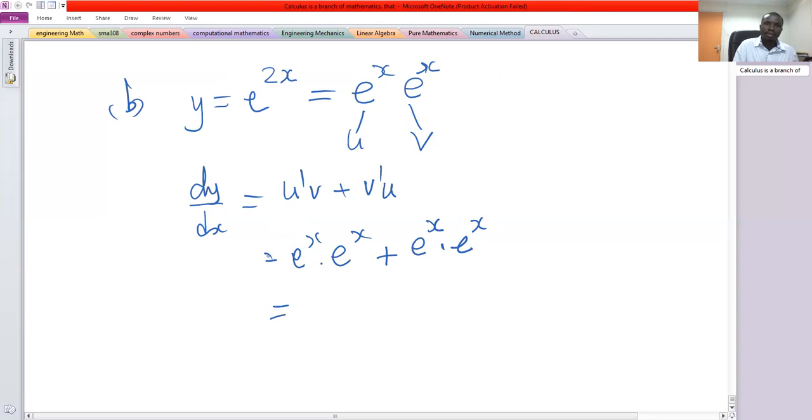Now this will give us e raised power, by laws of indices, 2x, plus this other one will give us e raised power 2x. So this will be two of them. So this will be 2 e raised power 2x. So this is dy dx.